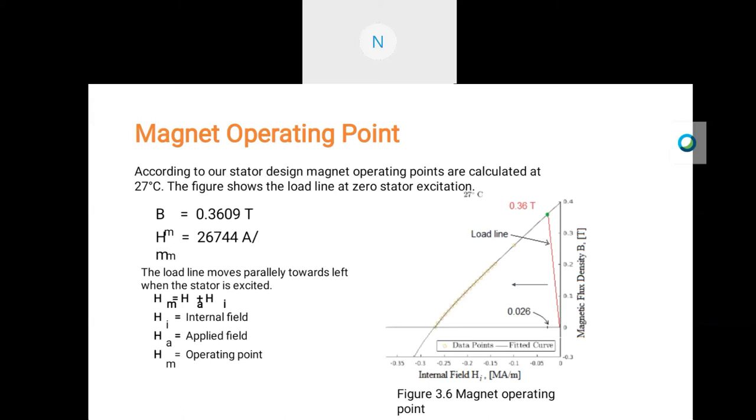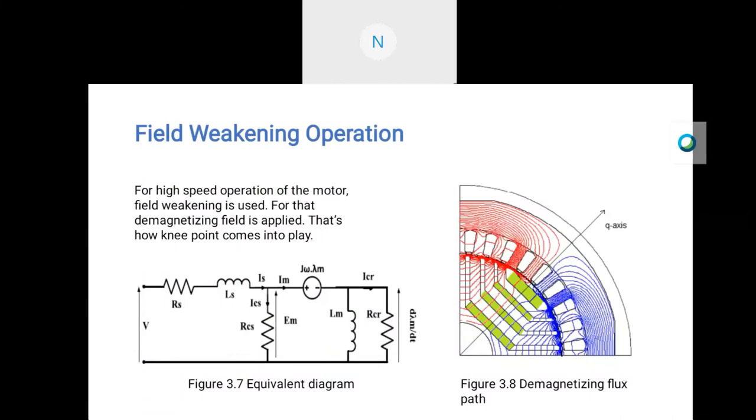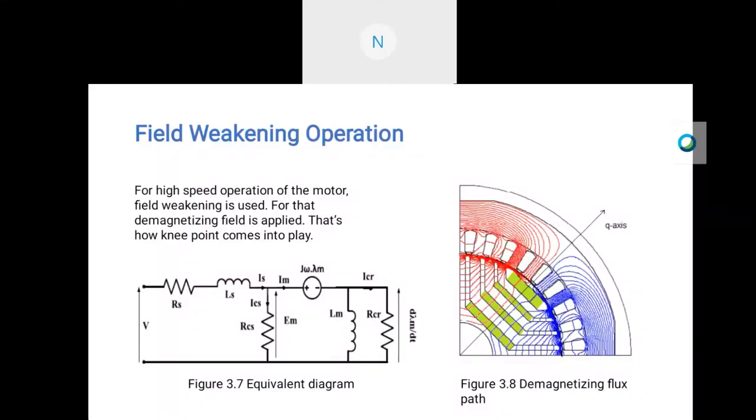Now coming to the field weakening operation in the next slide, sir. In the next slide, we will talk about field weakening operation for high speed operation of the motor. For field weakening, a demagnetizing field is applied. That's how the knee point comes into play.